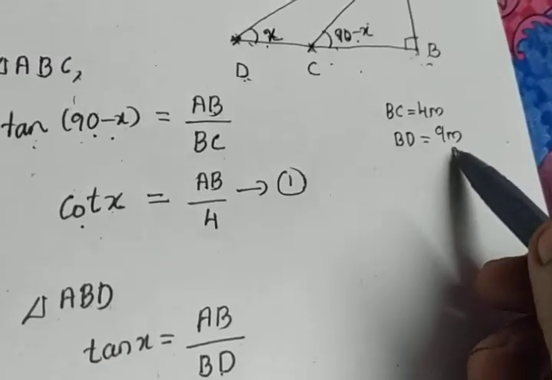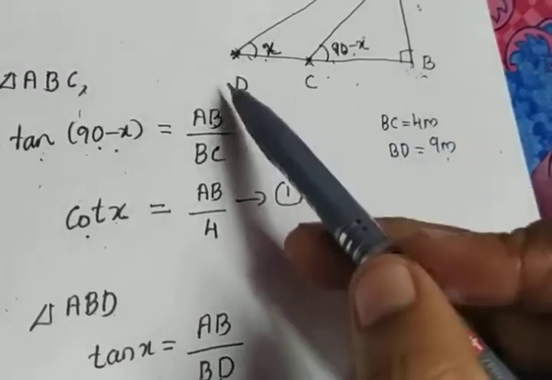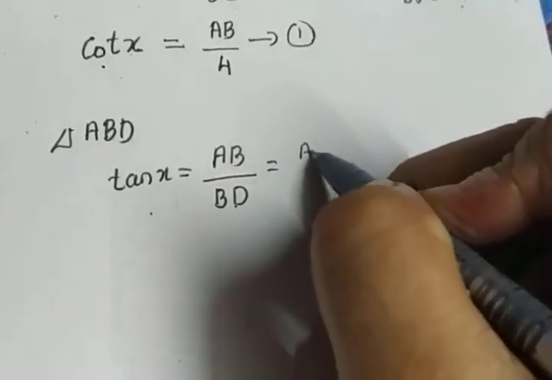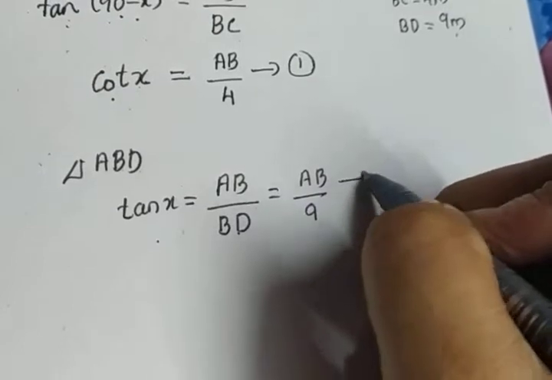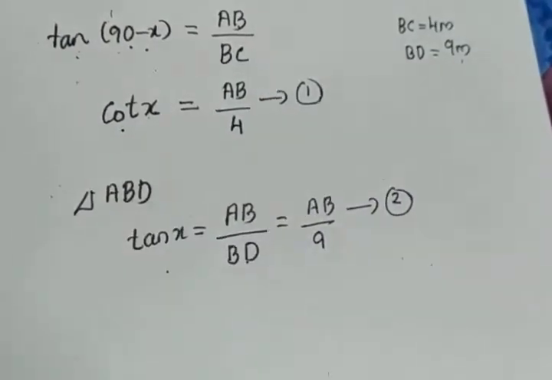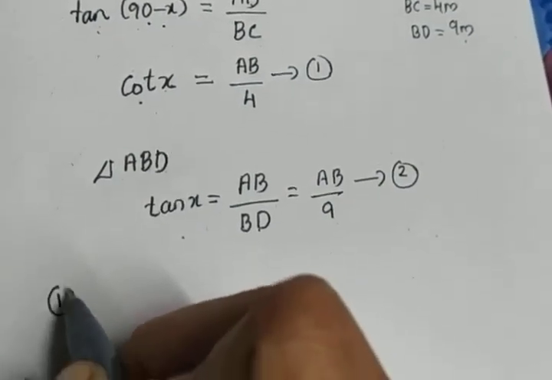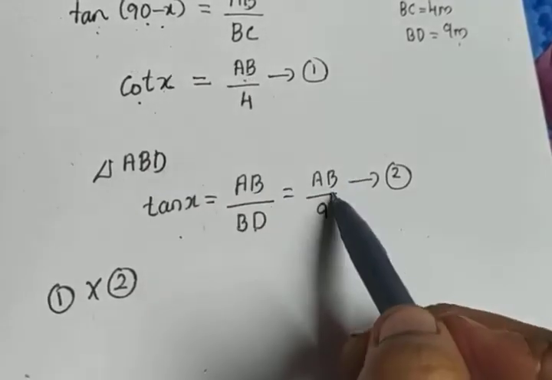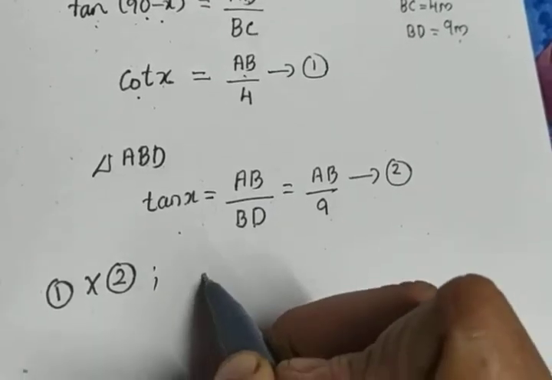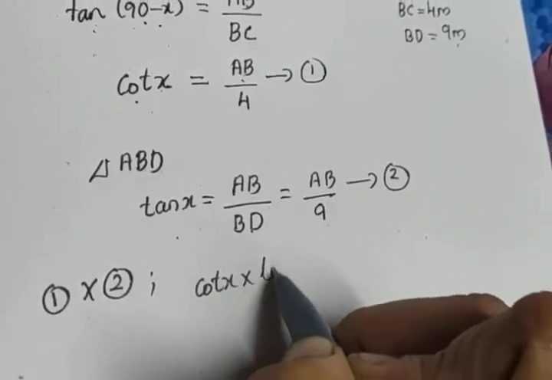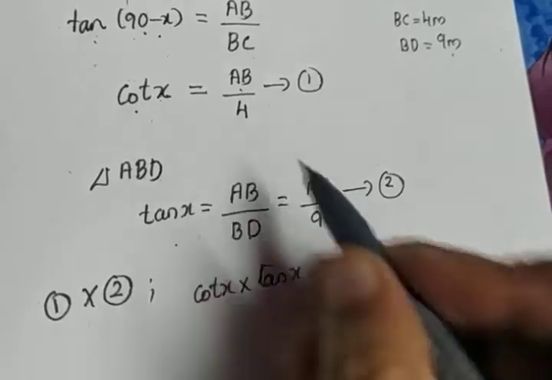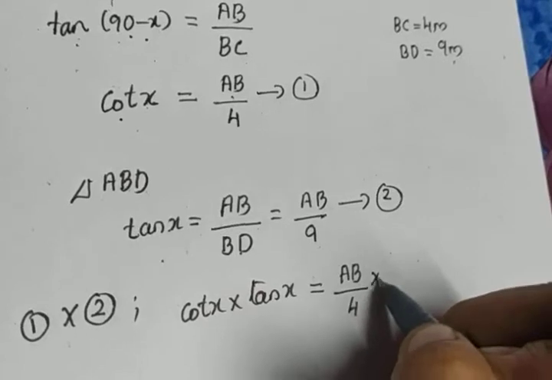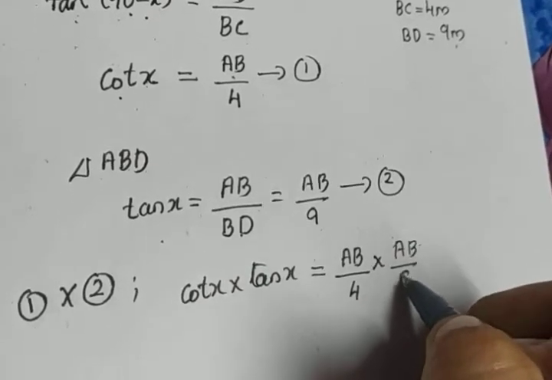The value of BD we know as 9 meter. That means from the tower, this point is at a distance of 9 meter. It is given in the question. So this will be equal to AB divided by 9. Let this be equation number 2. For this question, what we are going to do next is multiply equation 1 and 2. So multiply the left side, multiply the right side. When we multiply the left side, we get cot X into tan X, equal to the right side: the first equation's right side AB by 4 into the second equation's right side AB by 9.